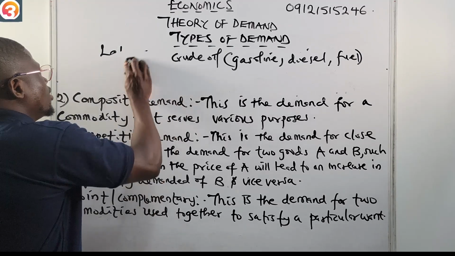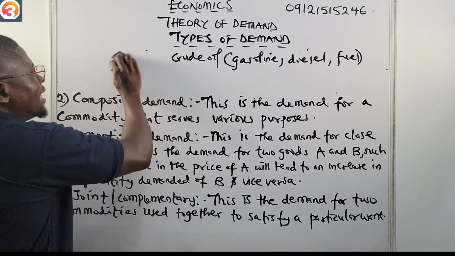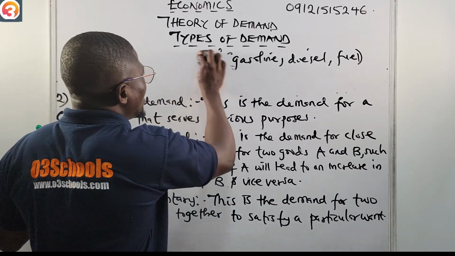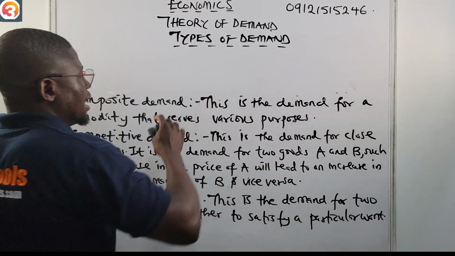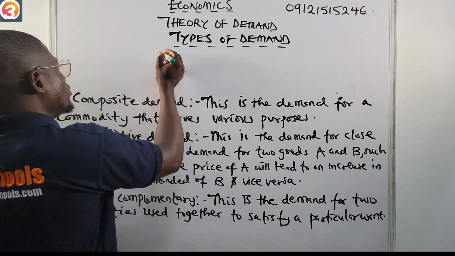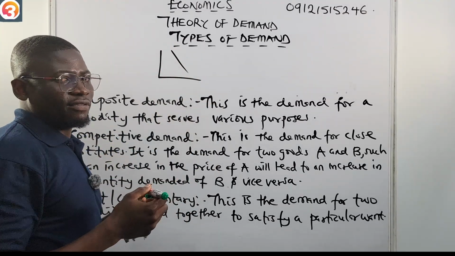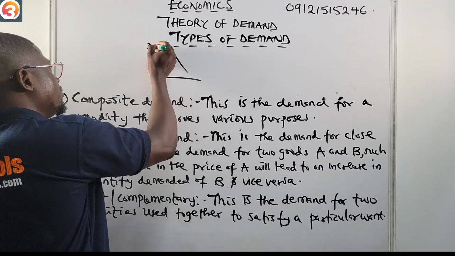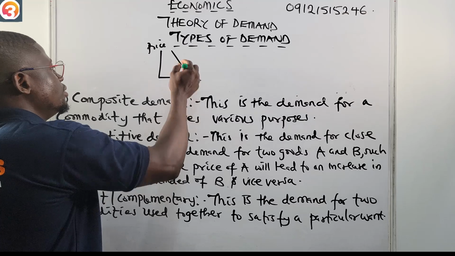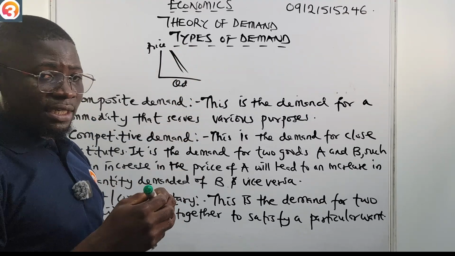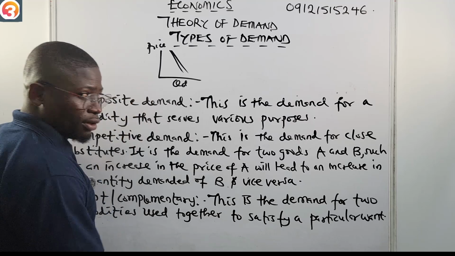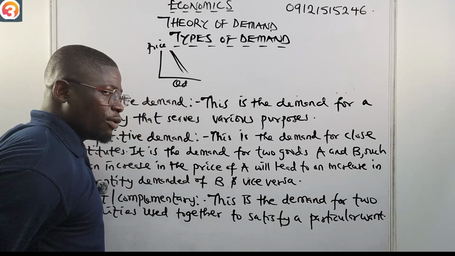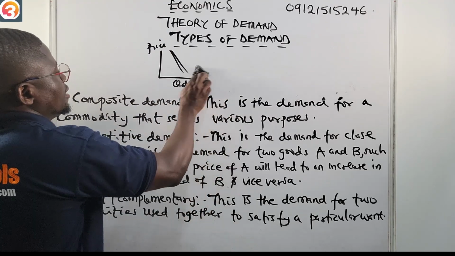Please take note that the curve for derived demand is a negative sloping curve. That means it slopes downward from left to right. Here is the price, here is QD. The curve for derived demand is negative sloping, it slopes downward from left to right. Just take note of that.